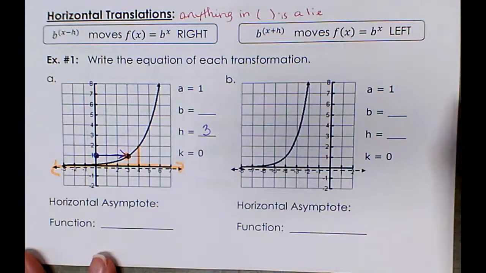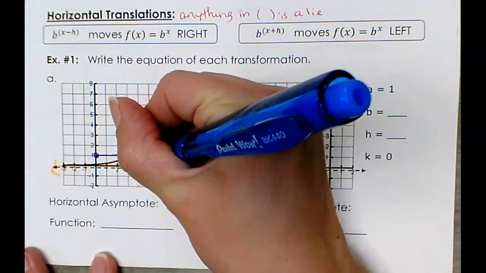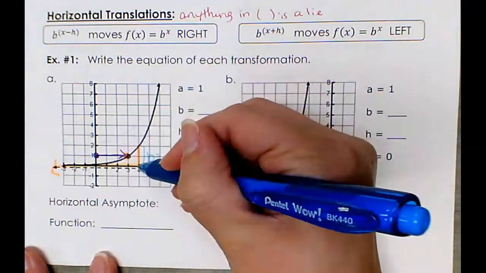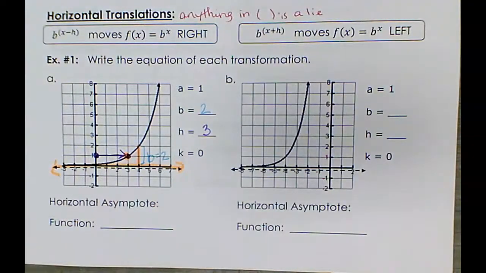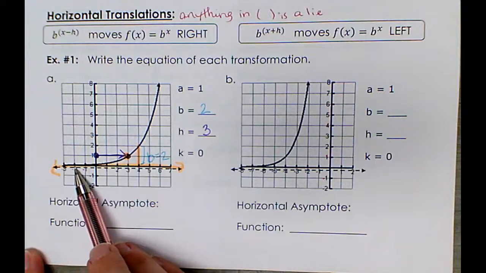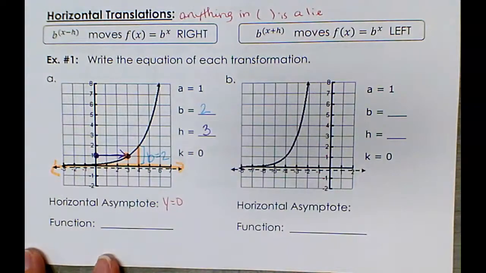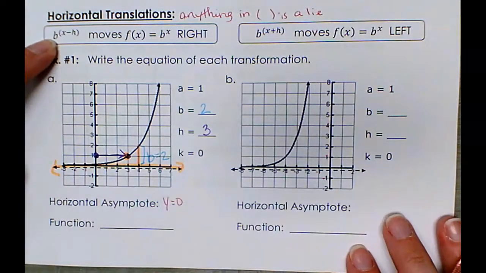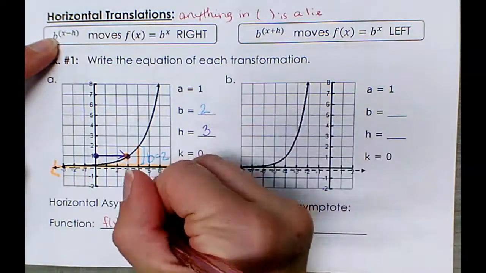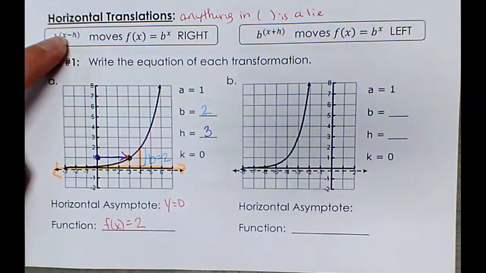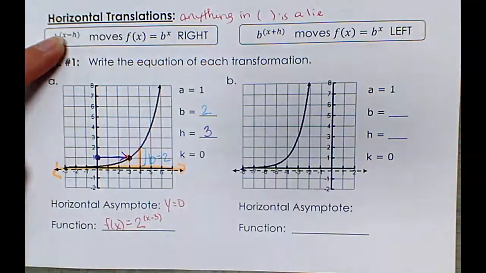Now the b value is what comes next. So the b value is this next piece. What's this distance right here? So that distance is your b value, and it looks like this b value is 1, 2. So I'm going to put a 2. The horizontal asymptote right here is going through a y value of 0, just like in the parent function. And if I were to write the function with all of the pieces, I would say f of x equals b, which is 2, to the power of x minus h, so that would be x minus 3. And then that would be it.